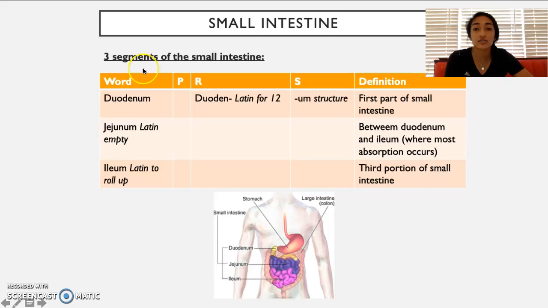The small intestine, there are three segments of the small intestine: the duodenum, jejunum, and ileum. Then the words broken down: duodenum, the root duoden meaning 12 in Latin, and the suffix meaning structure. The definition, the first part of the small intestine. Jejunum is Latin for empty, and the definition is between the duodenum and ileum where most of the absorption occurs. And ileum is Latin for to roll up, and it is the third portion of the small intestine. And in the picture you can see the different segments of the small intestine.